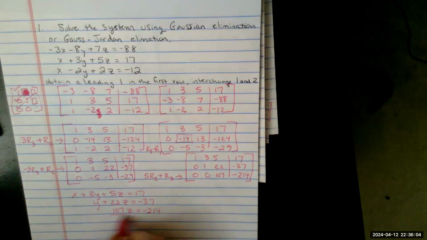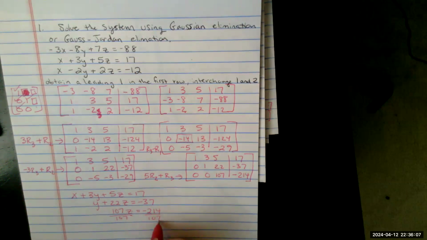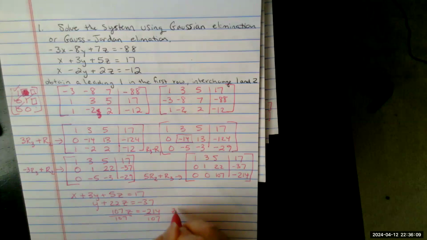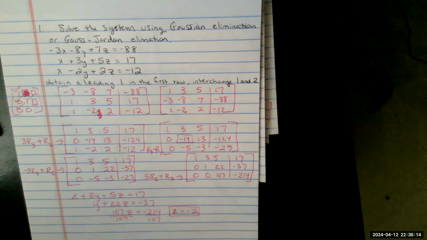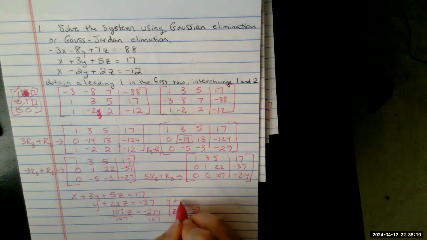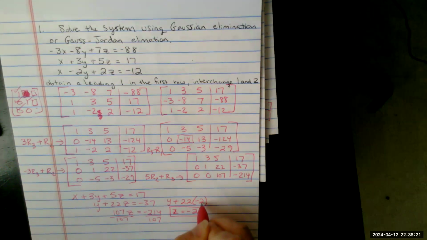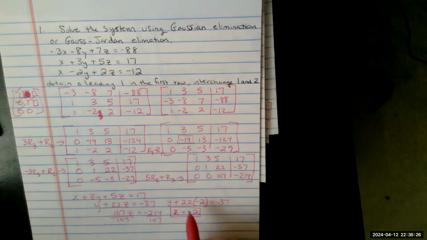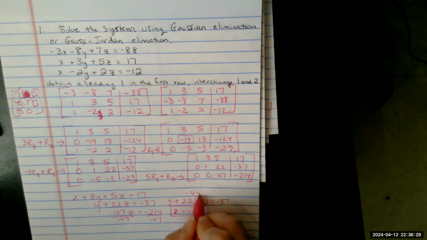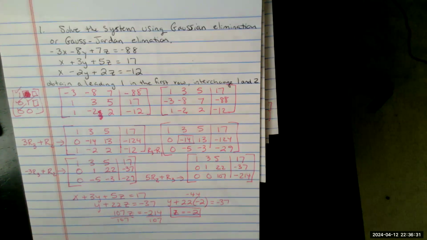So I'm going to solve for Z first by dividing by 107. And so Z is -2. Now I'm going to go to the next one and say Y plus 22Z, which we just found, equals -37. So that is really a -44. So I'm going to add 44 to the other side, and I get Y is 7.